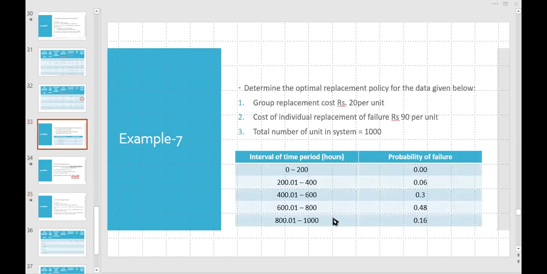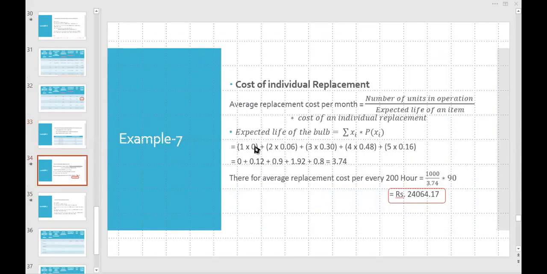So we are calling it a phase. Why? Because it is 0 to 200 hours, so it would not be written like this. Here we should not write 200. It must be the first phase, second phase, third phase. So we will be spending 3.74. So that is the expected life of an item.